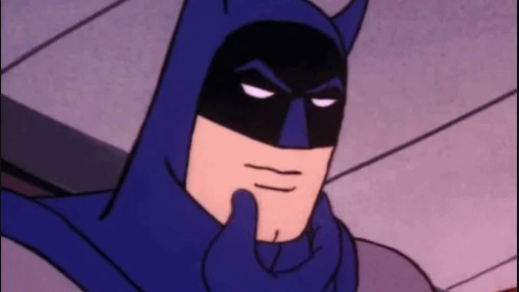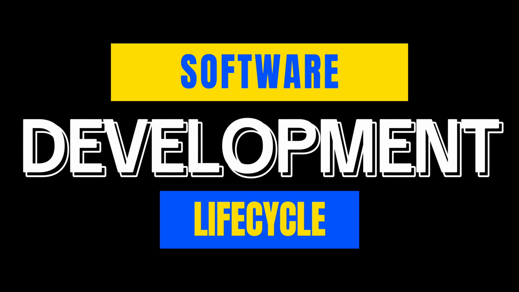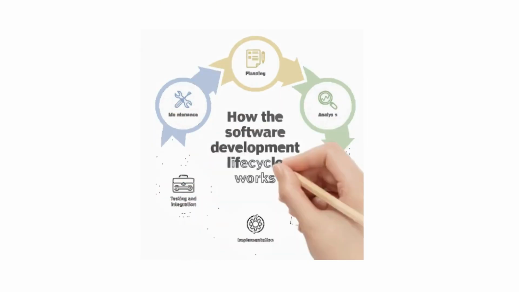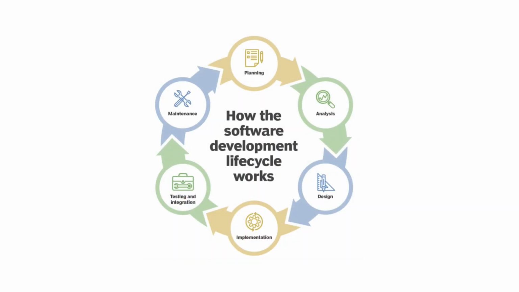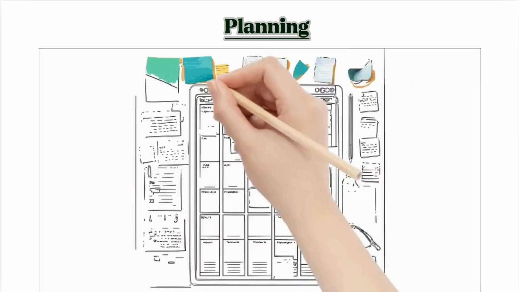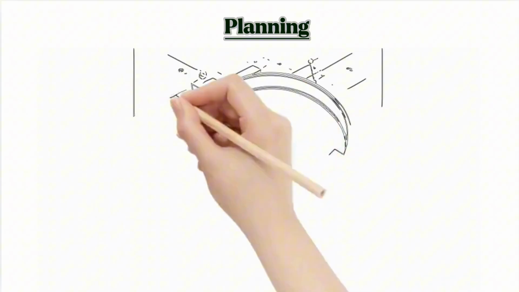So, how do we ensure software is built efficiently and effectively? We follow the Software Development Life Cycle, SDLC, which consists of key phases that guide the process from start to finish. Let's walk through them. Planning. In this phase, we gather requirements, set objectives, and create a roadmap for the project. Without a plan, it's like trying to build a house without knowing what kind of house you're building.